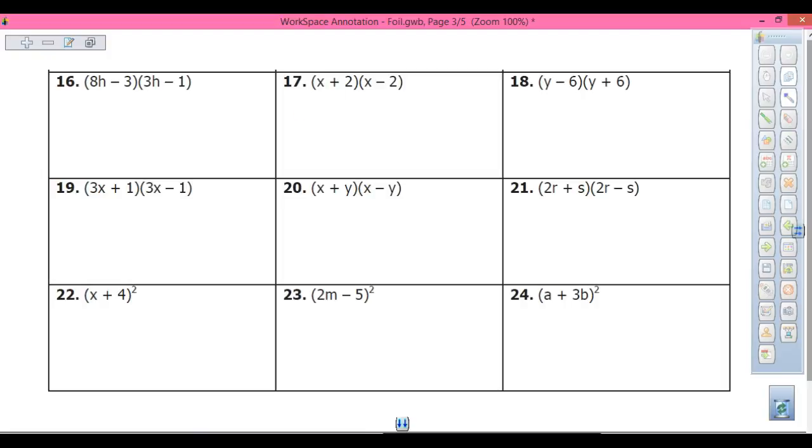Okay, so I start off with x squared minus 2x plus 2x minus 4. What happens with my middle terms? My middle terms end up canceling because I get 0x, right? So I'm just going to write it as, good, x squared minus 4 is going to be my answer when that middle cancels out. Okay, so everybody do number 19.